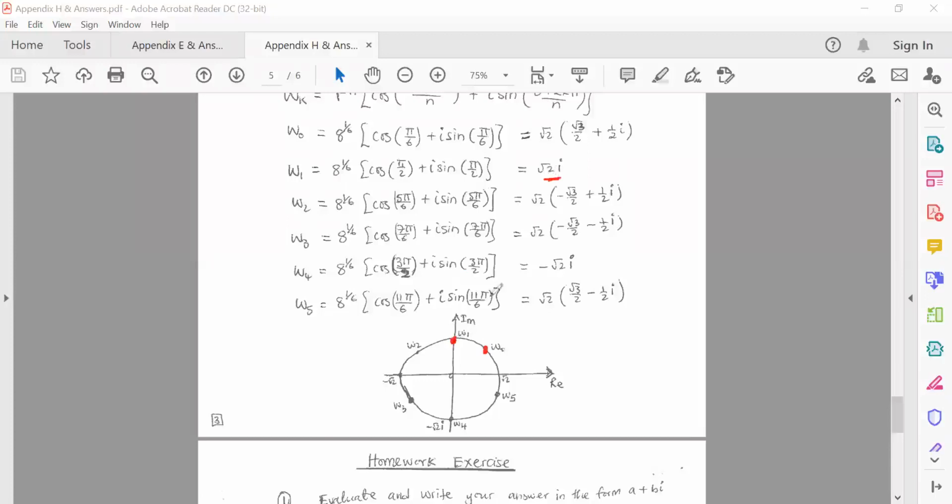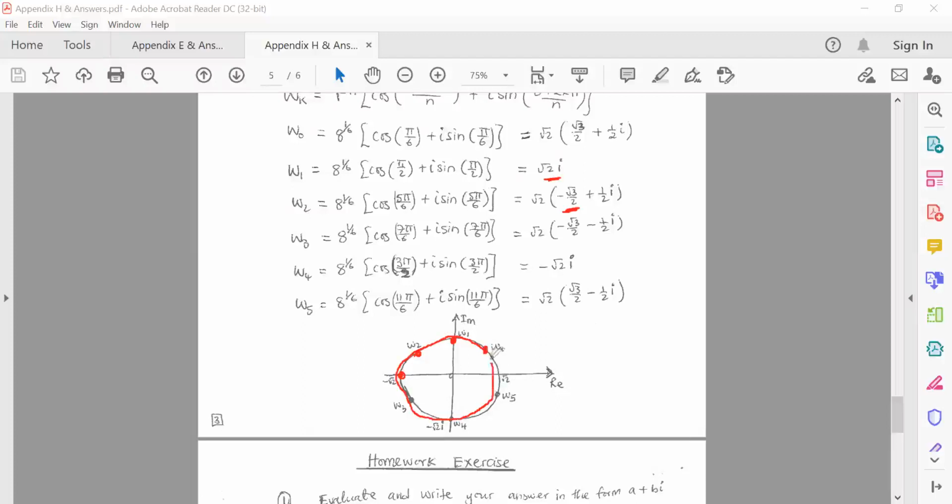And then W2, you see the real part is now negative. Real part is negative, means you're somewhere now on the left hand side. And W3, you're sitting on this line. And so on. So you keep going. And you notice it forms a circle. All right, it forms a circle.